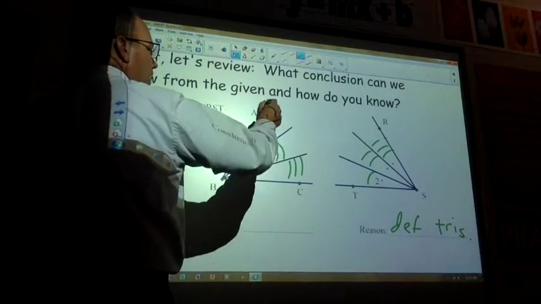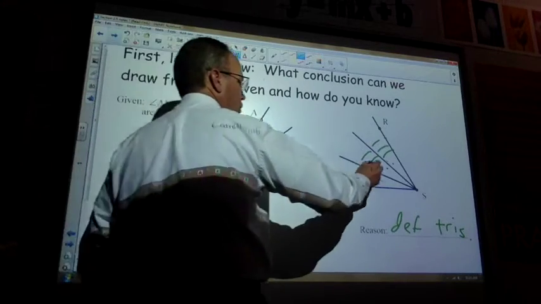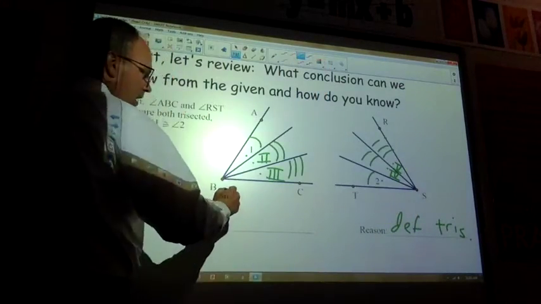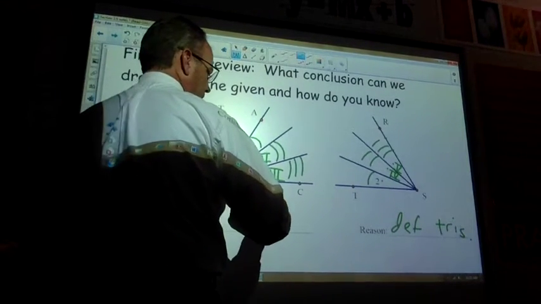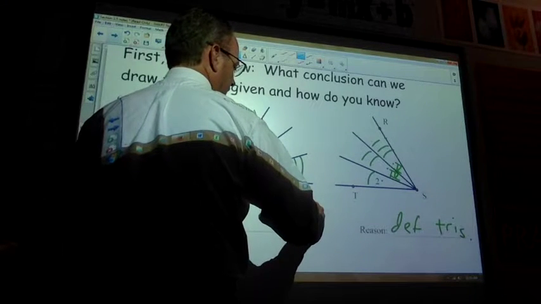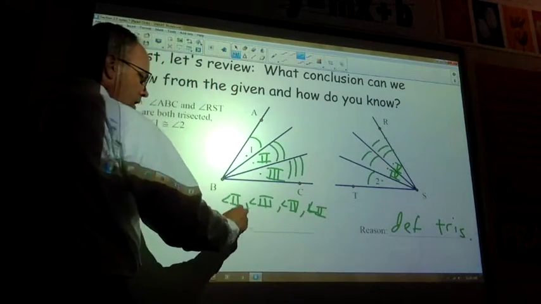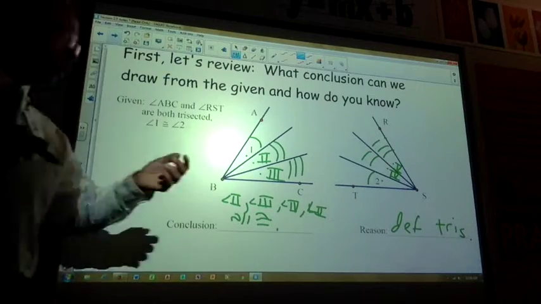Do you want to go in here and put a Roman numeral 2, a Roman numeral 3, a Roman numeral 4, and a Roman numeral 5? And we could say that angle 2, angle 3, angle 4, angle 5 are all congruent. Definition of trisecting an angle, not trig, trisect.